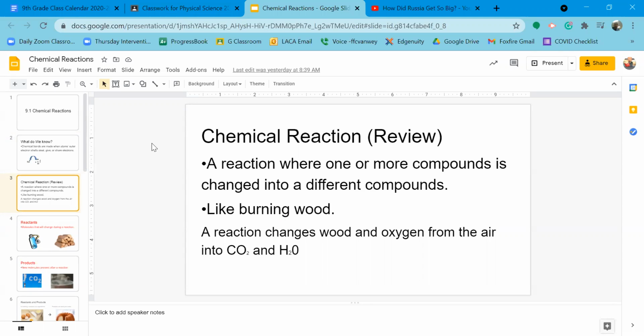And if we go even further back, when we talked about chemical and physical changes in matter, we learned that a chemical reaction, or a chemical change, as we called it at the time, is a change where one or more of the compounds is changed into different compounds. Our typical example of this, and one of the most familiar examples, is burning wood.